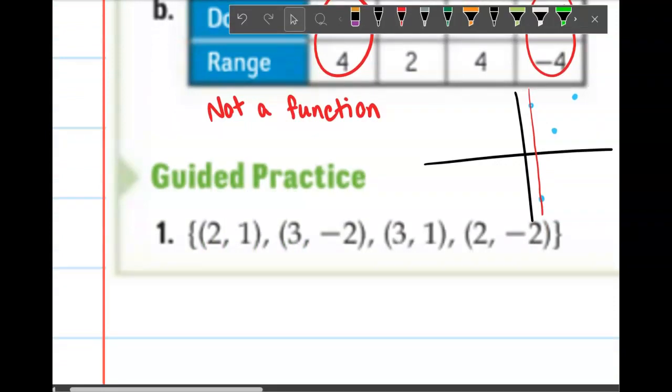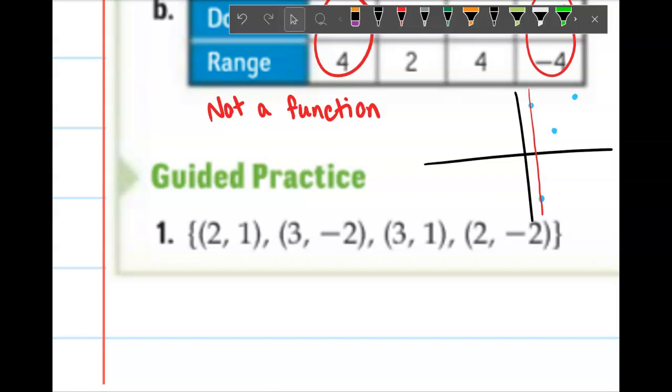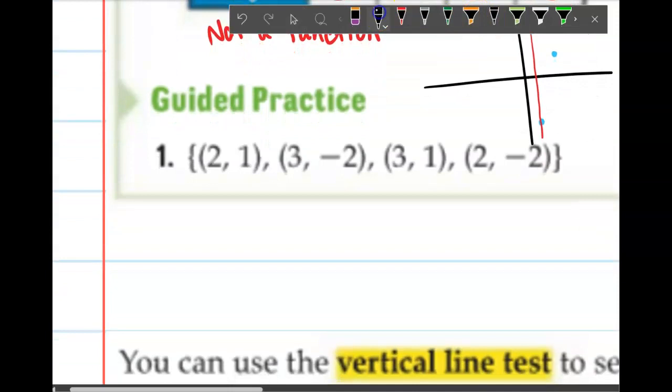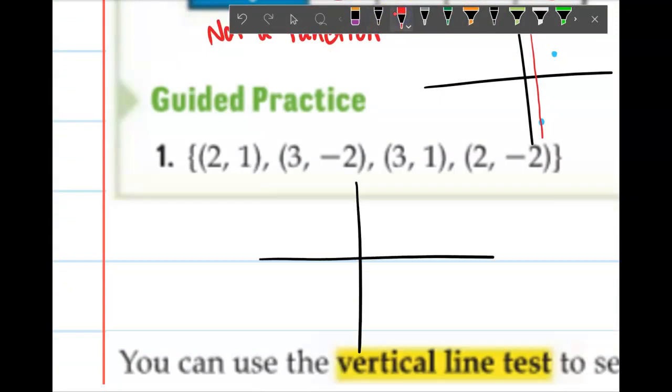How about this next one? Let's take a vote. My friends in the classroom, do you think it's a function? Thumbs up, or not a function? Thumbs down. What's your idea on this one? If you need to make a sketch real quick to plot those points, you can do just that. 2, 1, 3, -2, and so on. How many say it's a function? How many say not a function?